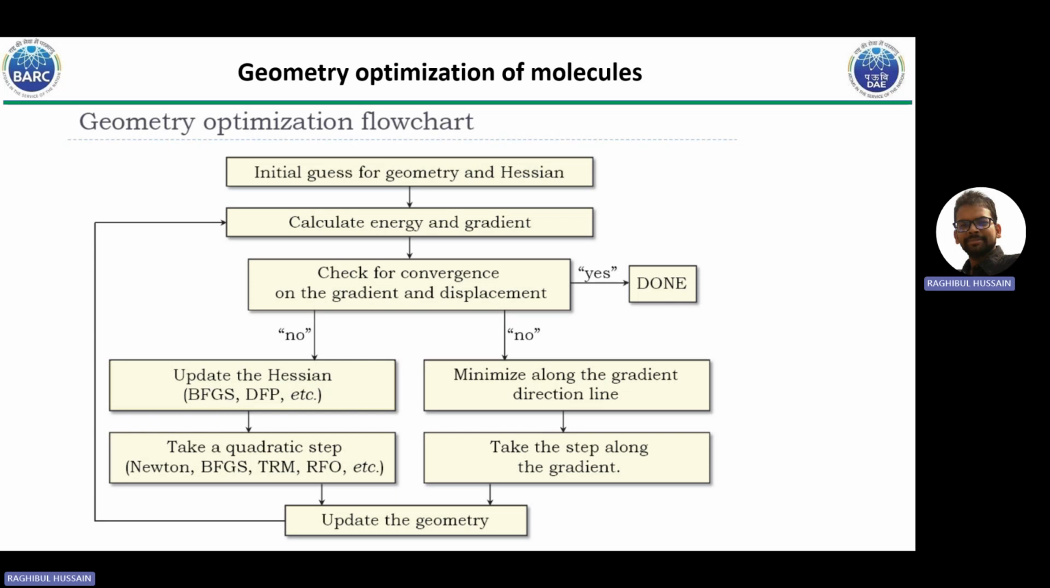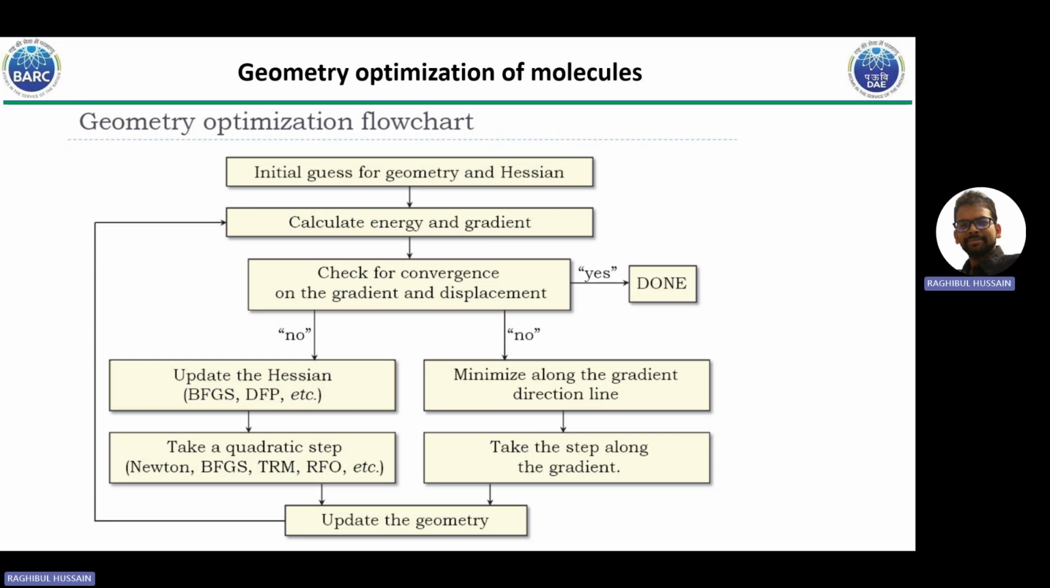Sometimes people store the Hessian from the previous calculation and use it as the initialization of the second calculation. Okay. Then you calculate energy and gradient, and check for convergence. What is the convergence? I was just now talking about the gradient and displacement.